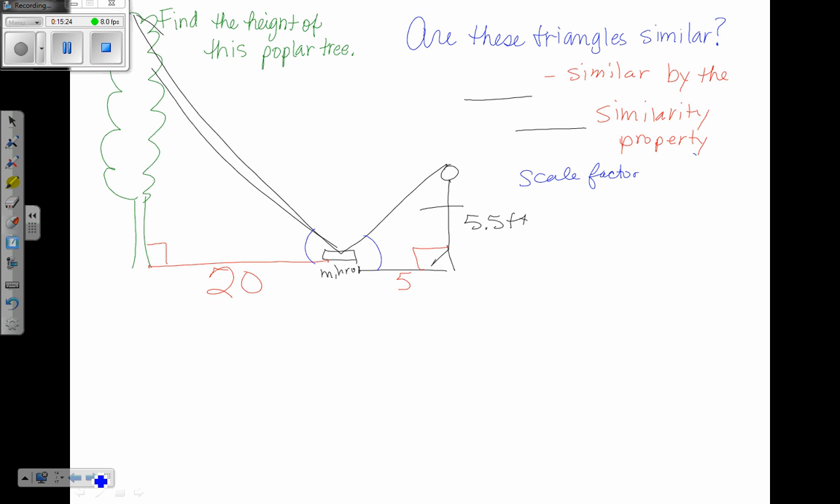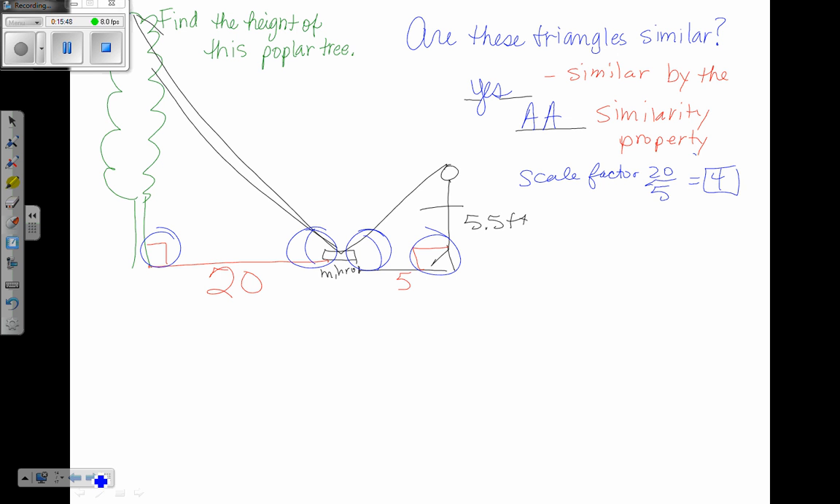Okay, so this is going to be by angle, angle, matching angle, angle. These triangles are similar by the angle-angle similarity property. And you're now going to be able to get the scale factor. 20 over 5 is going to be 4. So your scale factor is 4.